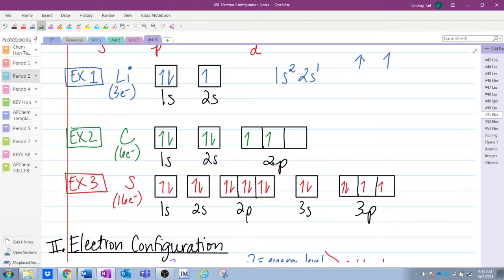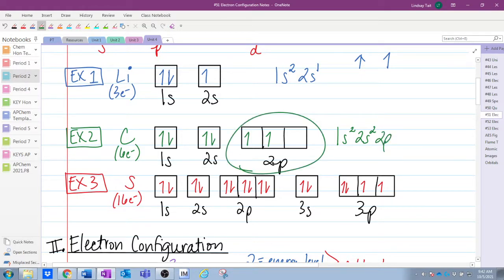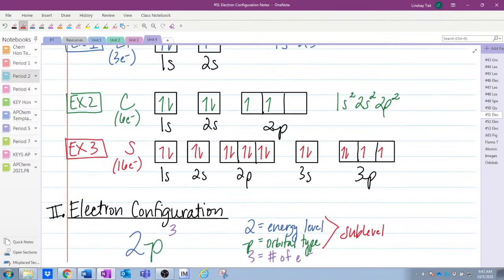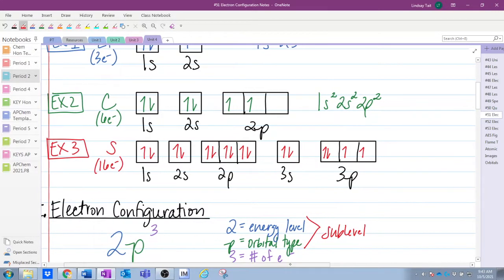So if I were to do this for carbon, I would start off with the 1s sublevel, 2 arrows. Then I would go to the 2s sublevel, which also has 2 arrows. And then here I go to the 2p sublevel, and guys, I just counted up. There's 2 arrows. So in some ways, electron configuration doesn't convey quite as much information as the orbital diagram, but it gets the job done. So you guys try to write for sulfur. Write out the configuration from the orbital notation.